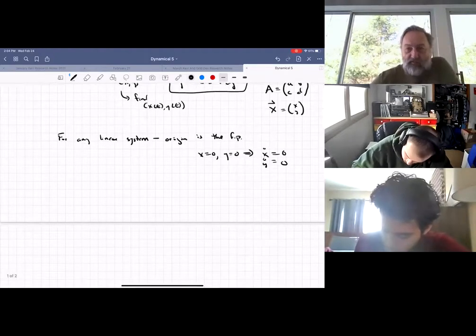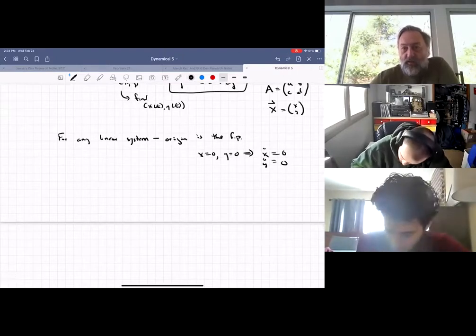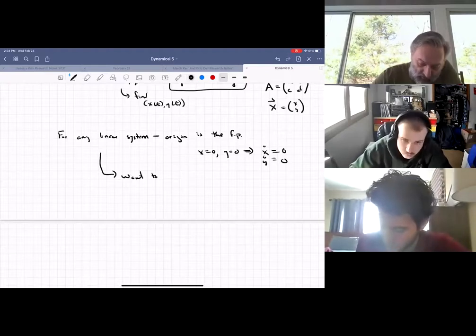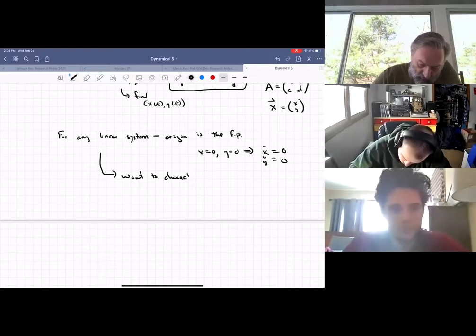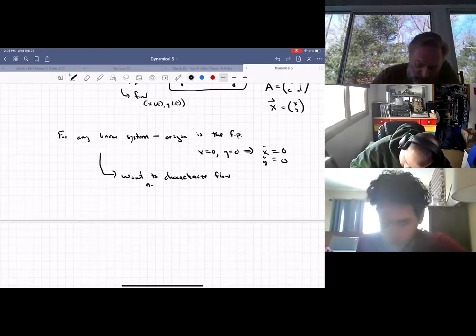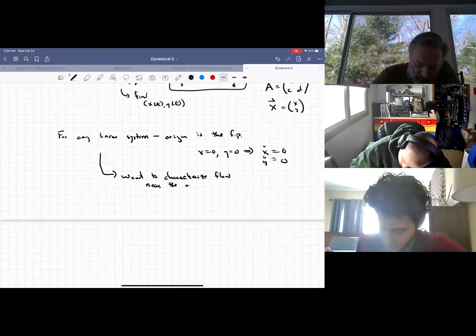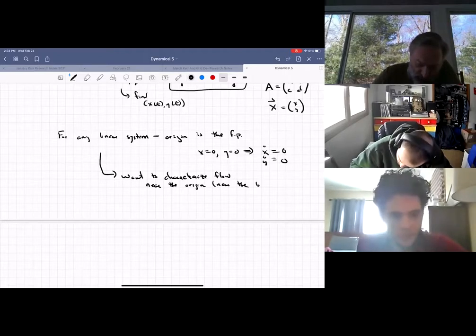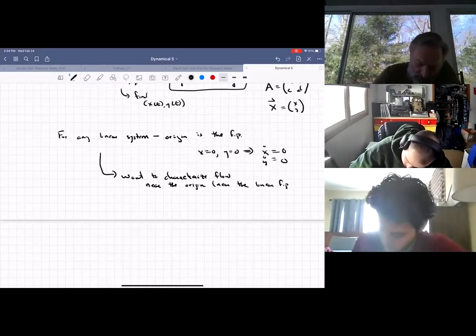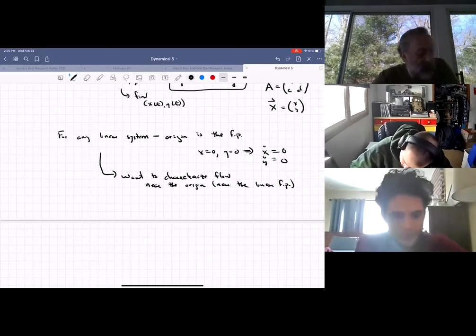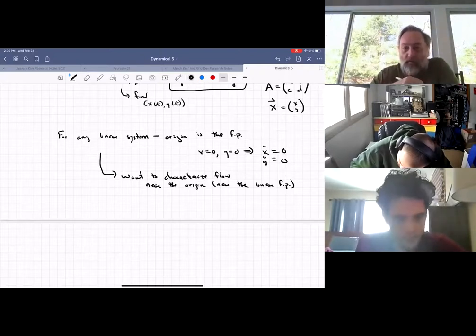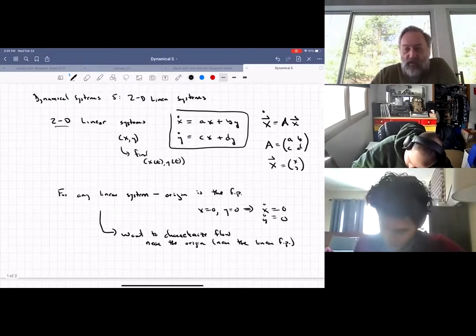So the game is not to find the fixed point. The game is to characterize the flow near the origin, or near the fixed point. All right, so the origin is going to be our fixed point, and our goal is to characterize what the flow can look like near the origin under different values of A, B, C, and D.